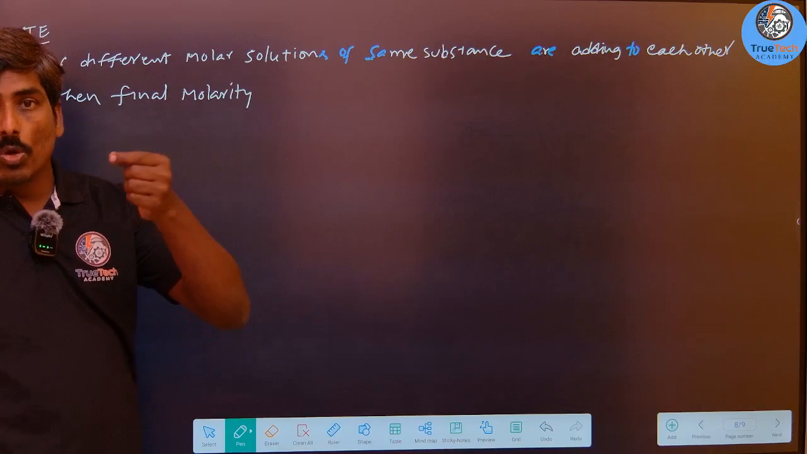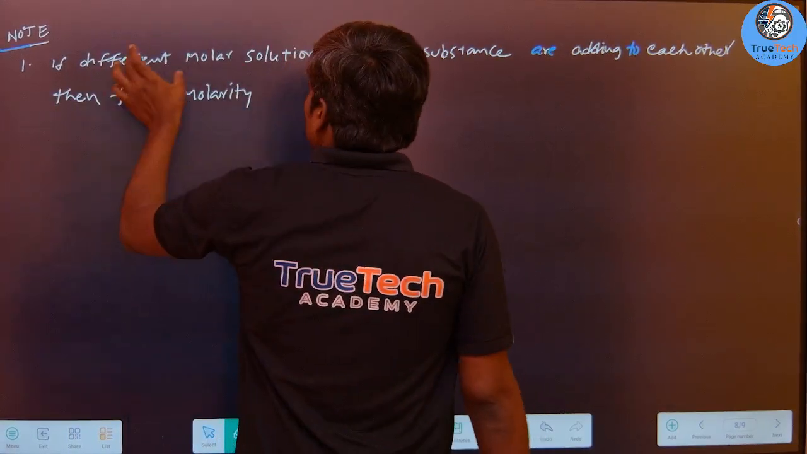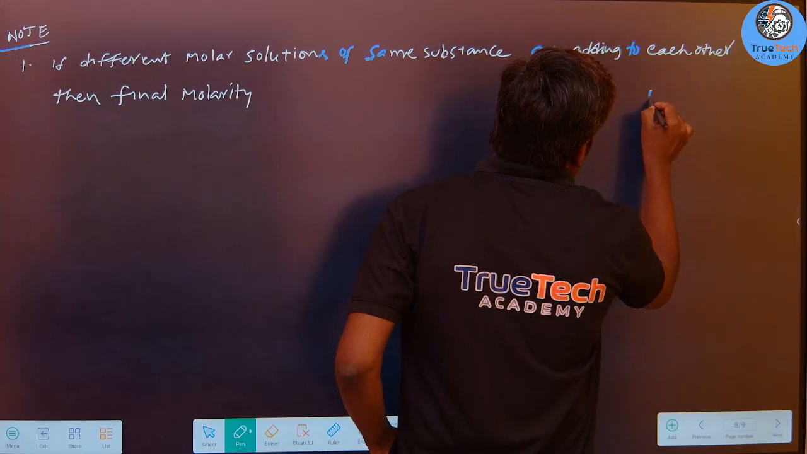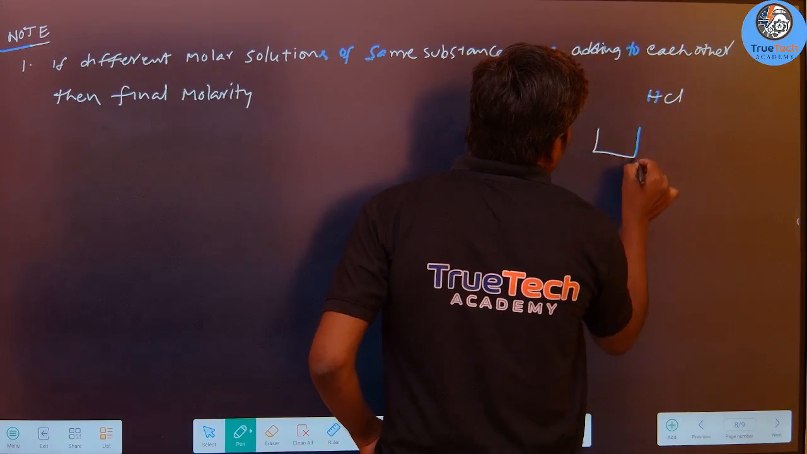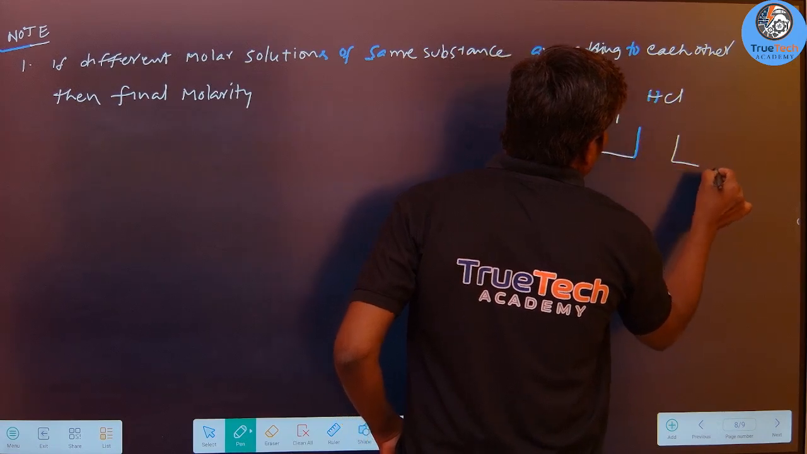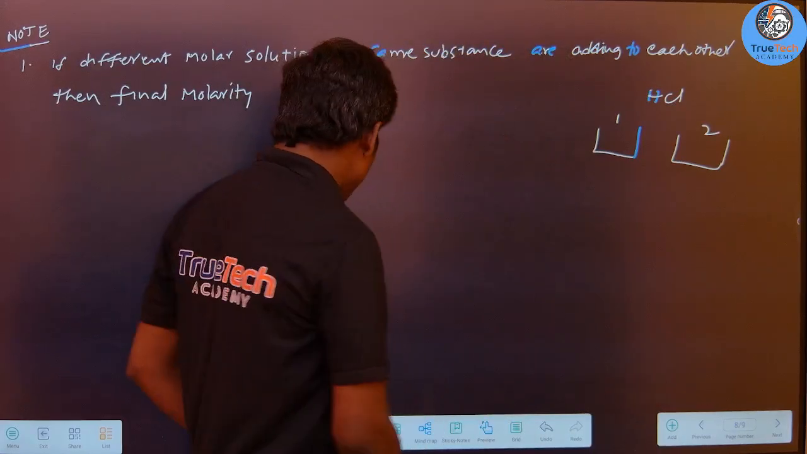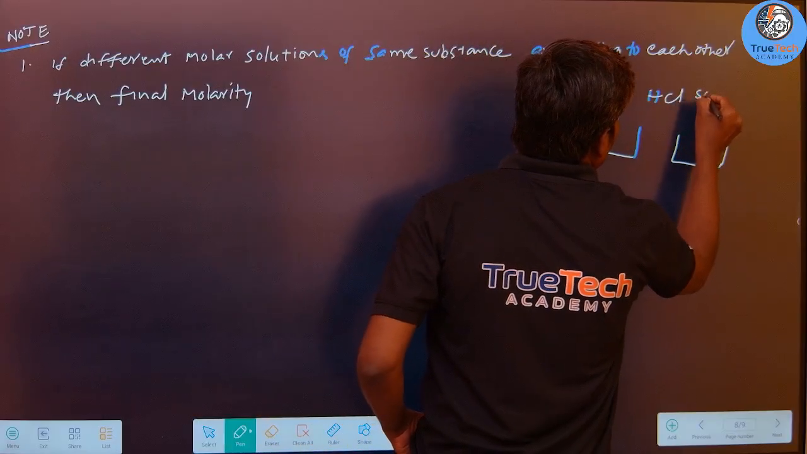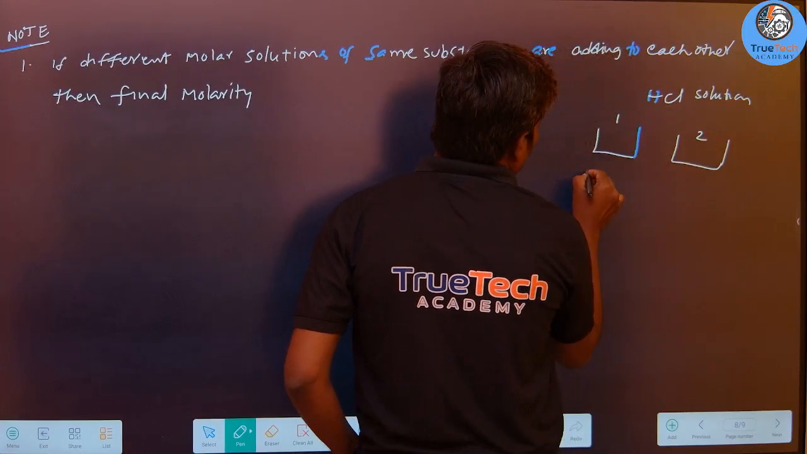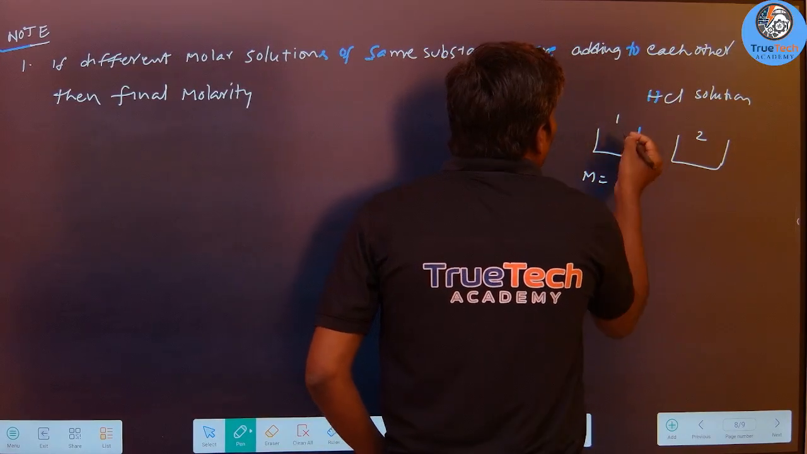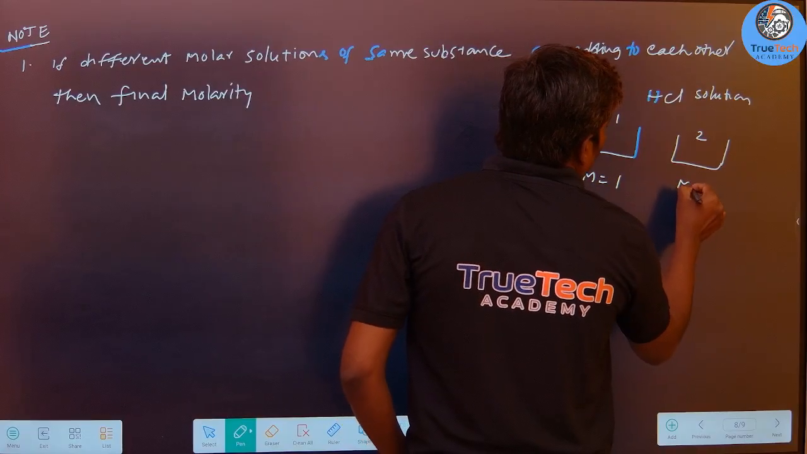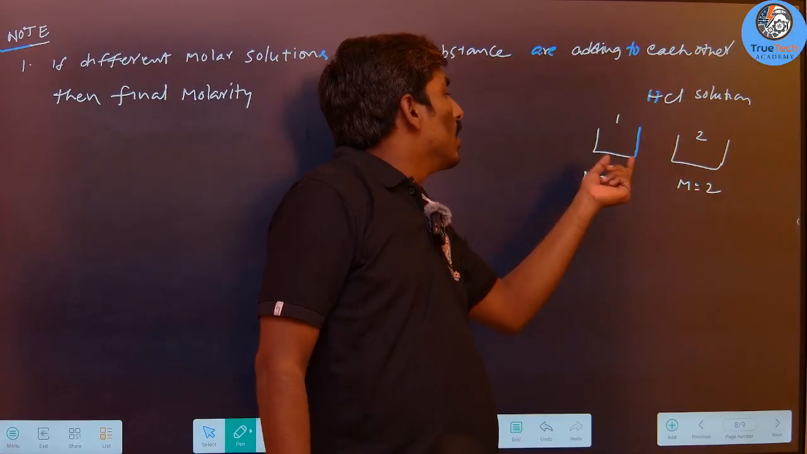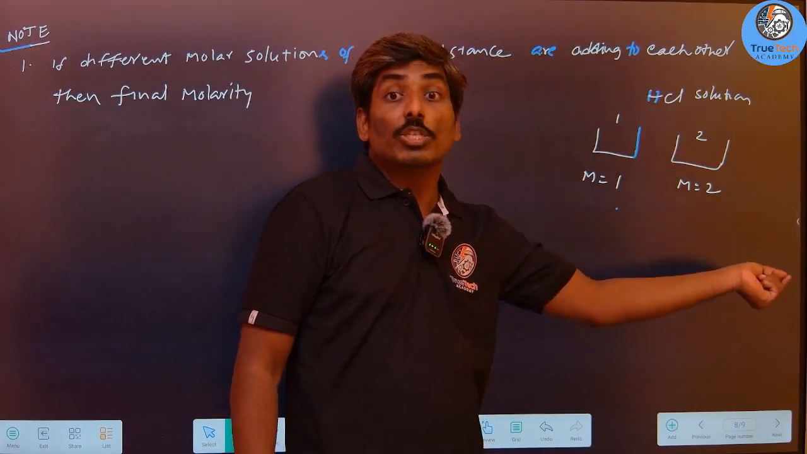If you observe this note point, it is the same substance but different solutions. Suppose the substance is HCl; here HCl solution 1 is there, the first solution, and the same HCl solution 2 is there, the same substance. This is an HCl solution, this is also an HCl solution. Its solution molarity is 1, that solution molarity is 2.